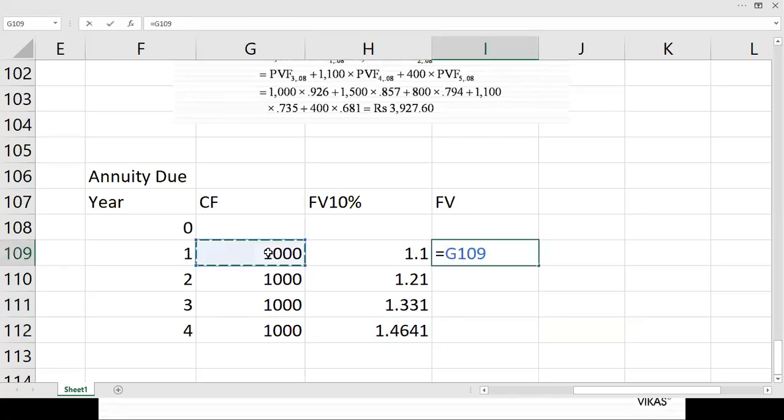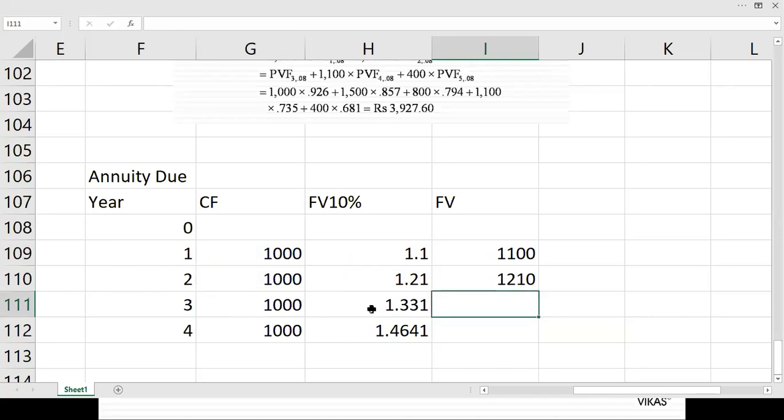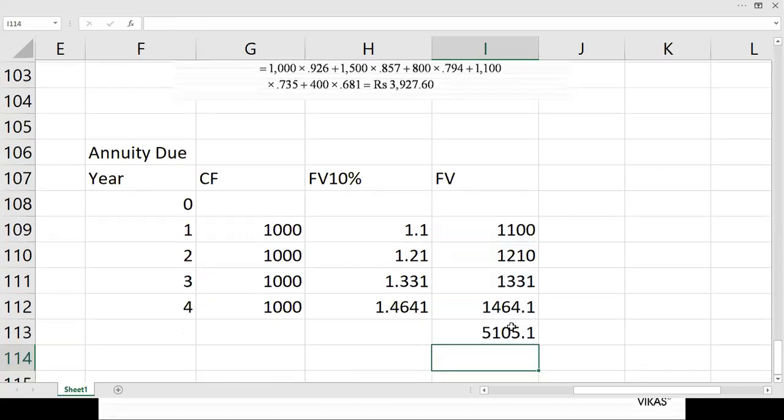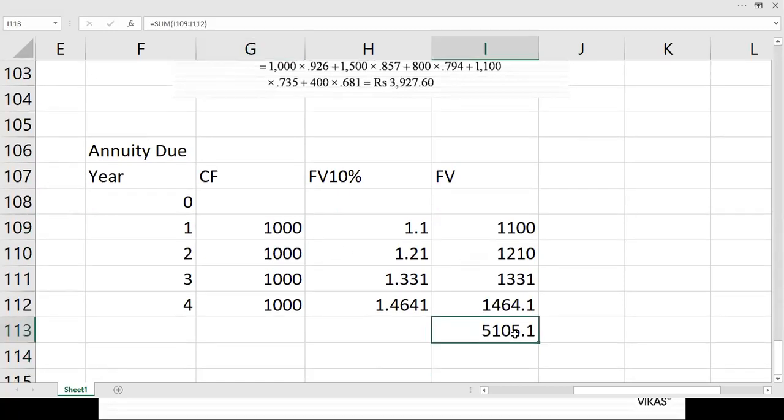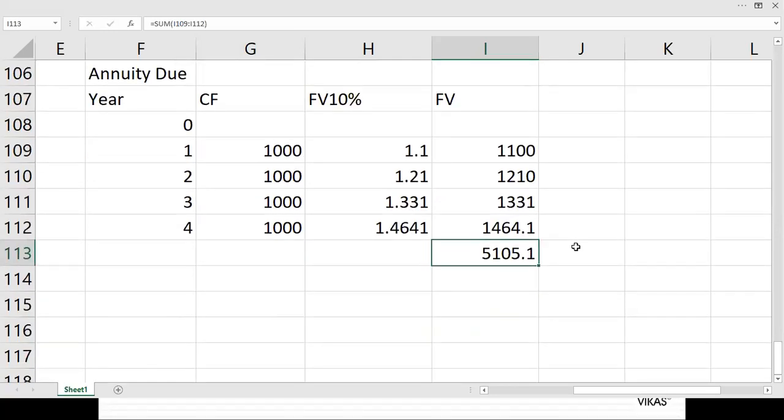Then you will receive this amount, and this amount, likewise. So the total value you will receive equals the sum, 5,105. Is it clear? If you are clear, only then I can move forward to the next.